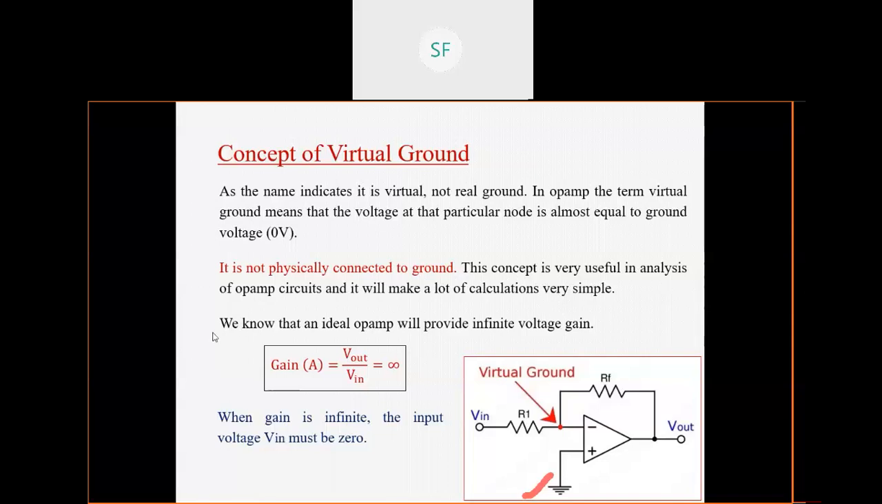Now what is actually the concept of virtual ground? Until the discussion we have had so far, we understood that an op-amp has ideally infinite gain. Ideally it should be infinite, but what is actually gain? What is the definition of gain? So gain is nothing but the output voltage divided by input voltage, right? So output voltage divided by input voltage, ideally it should be infinite.